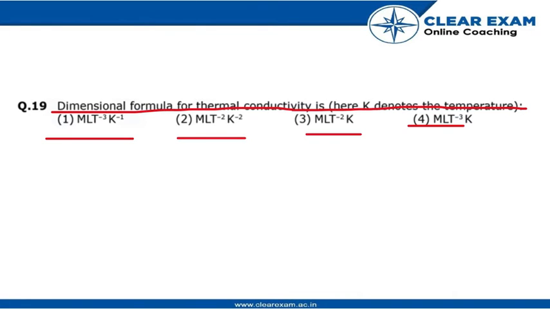We know the thermal conductivity formula is given as dQ/dt = -KA dT/dx. Using dimensional analysis, we get the dimension of the above formula as MLT^-3 K^-1. Now, seeing which of the following options matches our dimensional answer, we can say that the first option matches our answer perfectly. Hence, the answer of this question is option number 1.